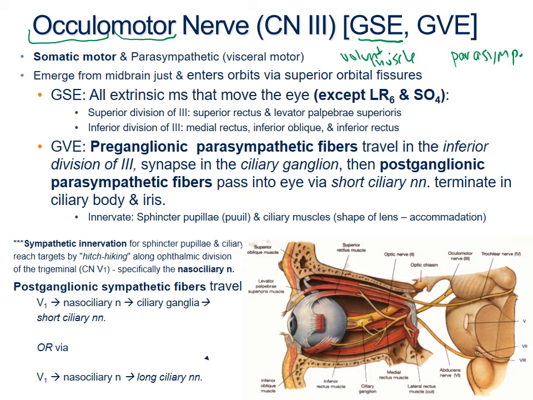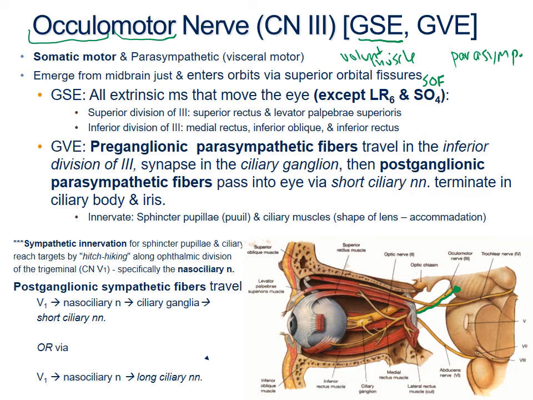Okay. So now let's look at the picture at the bottom of the screen. Here's the midbrain. It is going to give off the oculomotor nerve containing somatic efferent and visceral efferent fibers. It is going to enter into the orbit through the superior orbital fissure. Often we abbreviate that as SOF. All things going to the orbit enter into it through the superior orbital fissure.